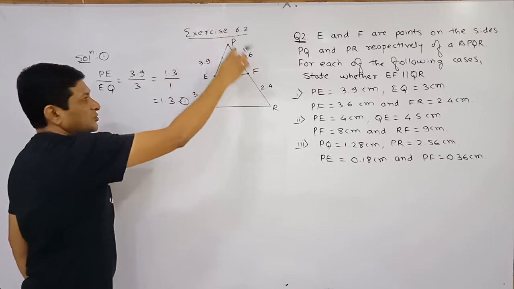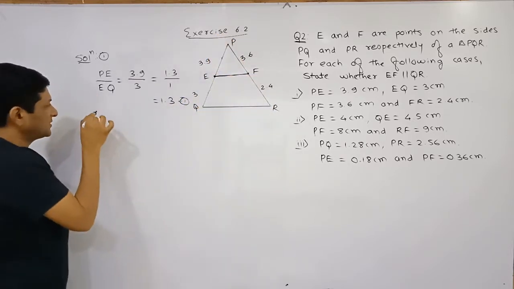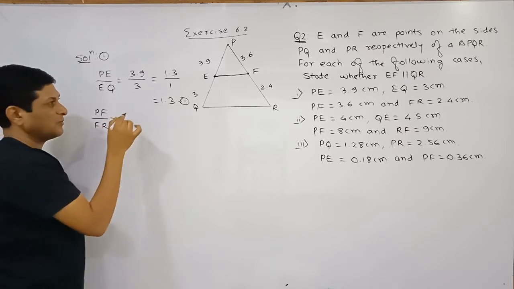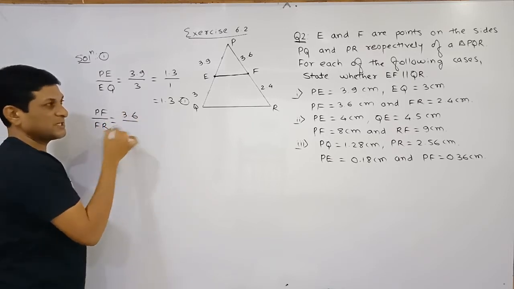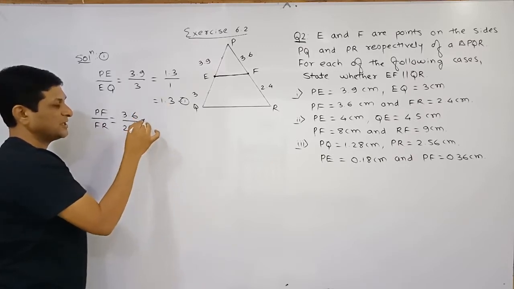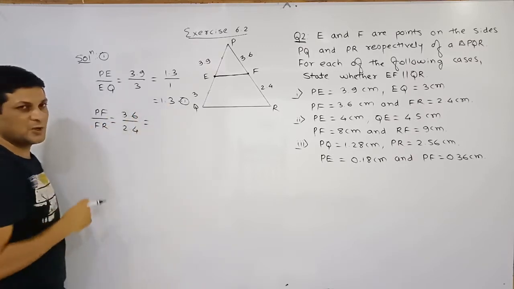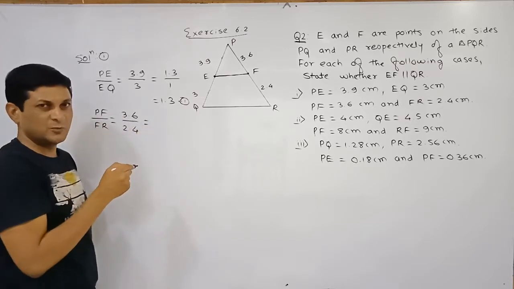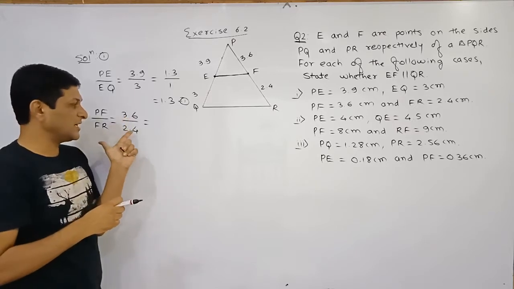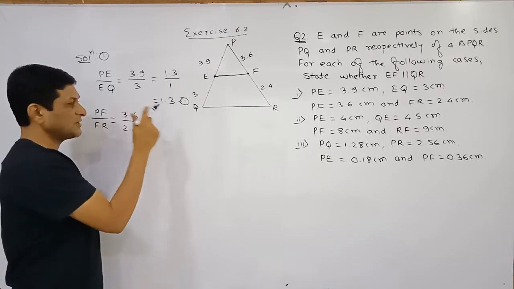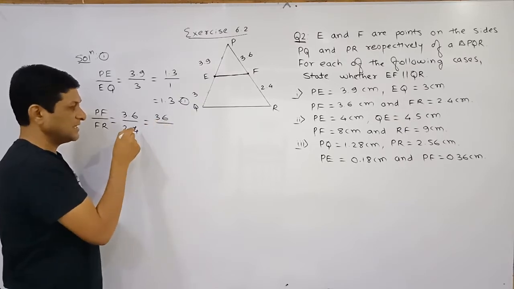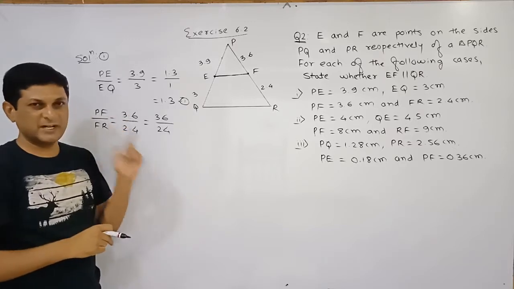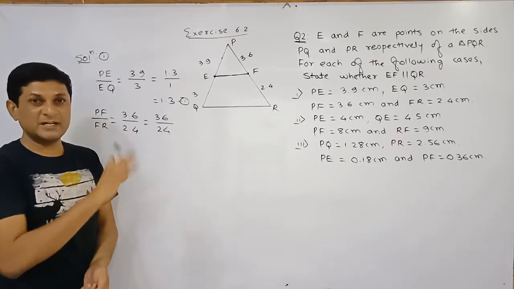Now we are finding the ratio of PF and FR. So PF divided by FR will be equal to, what is the value of PF? 3.6. What is the value of FR? 2.4. In this case also, both the terms are divisible. Otherwise, to eliminate the decimal point from numerator and denominator, multiply the numerator and denominator by 10. If I multiply the numerator by 10, we will get 36, and multiplying the denominator by 10, we will get 24. Simply we are multiplying the numerator and denominator by 10 to eliminate the decimal point.